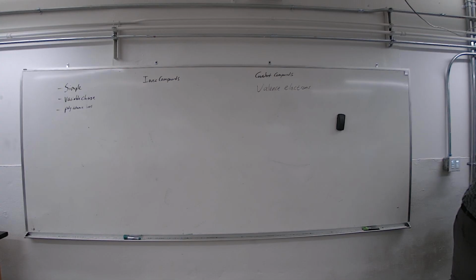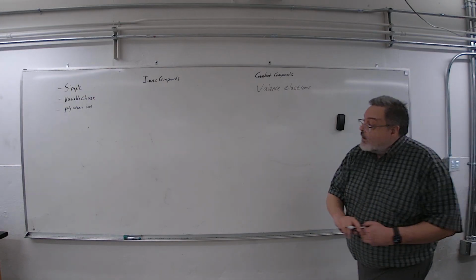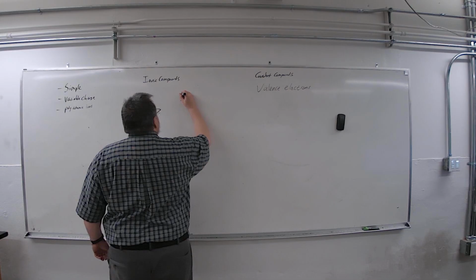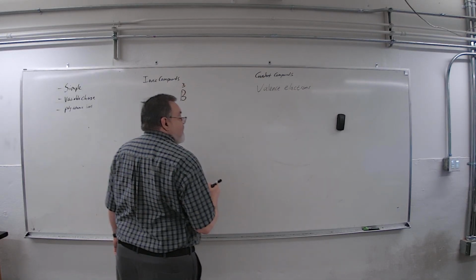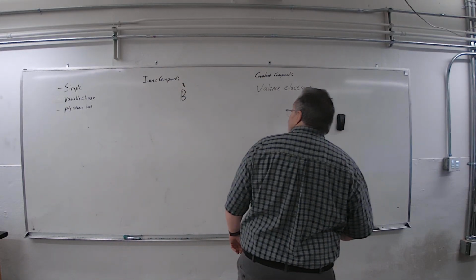Okay, so let's see. Let's start with carbon. No, let's start with boron. You see boron here that I'm shaking the arrow at? I'm going to count boron, and I'm going to count to the left. 1, 2, 3. Boron has 3.